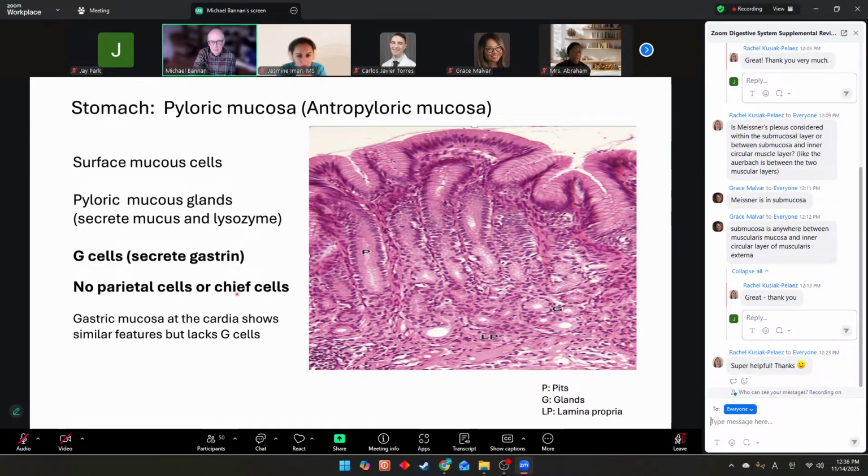Okay. Now, the major distinction between the mucosa of the antropyloric region and the mucosa of the cardiac region is that cardiac region mucosa does not have G cells. Okay. Otherwise, it's a very similar mucus gland mucosa. Right? You'll notice that in neither of these regions do we have parietal cells or chief cells, the characteristic cells present in the oxyntic mucosa. Okay?